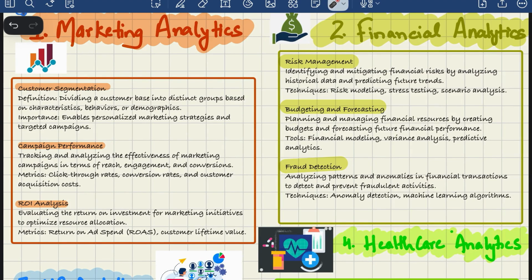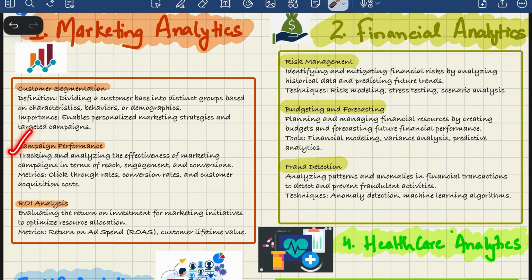So what are the various fields? First we have marketing analytics. Marketing analytics is focused on customer segmentation, where we are dividing the customers into distinct groups, based on characteristics, based on behaviors. So we are grouping customers, right? For example, we are grouping the customers based on who are the high spenders and who are the bargain hunters, and then we create the discount strategy accordingly, right?